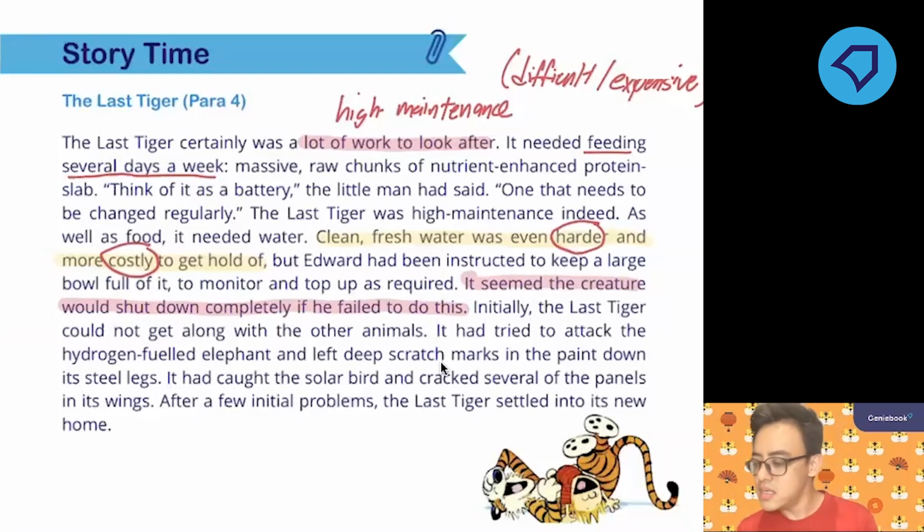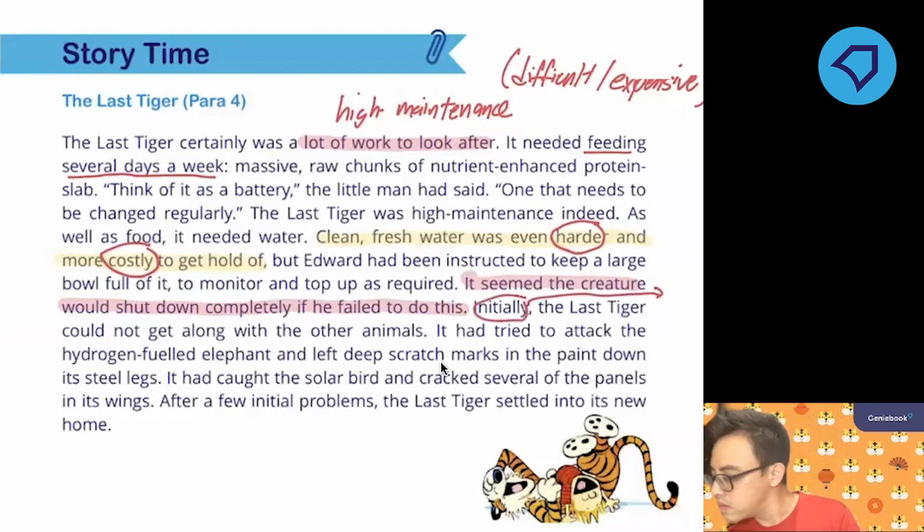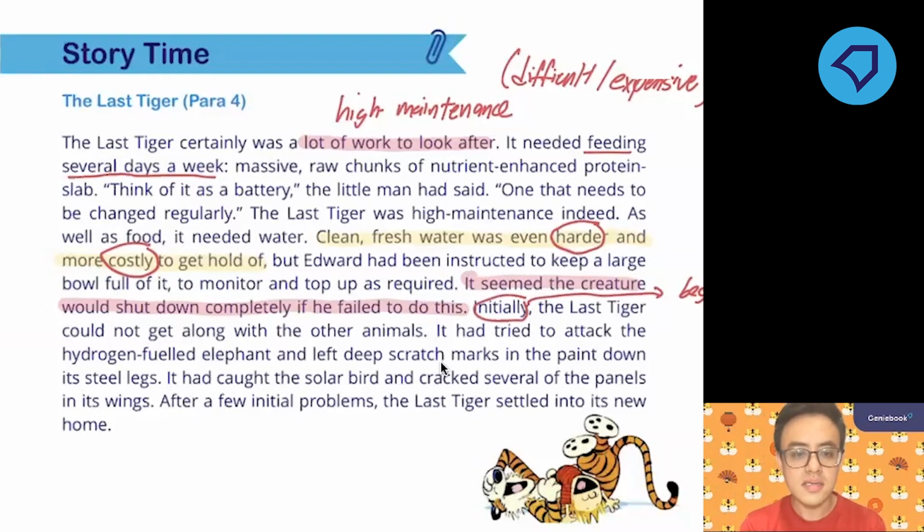Initially means at the start or in the beginning. Okay, in the beginning, the last tiger could not get along with the other animals. It tried to attack the other hydrogen-filled elephant, and left deep scratch marks in the paint down its steel legs.